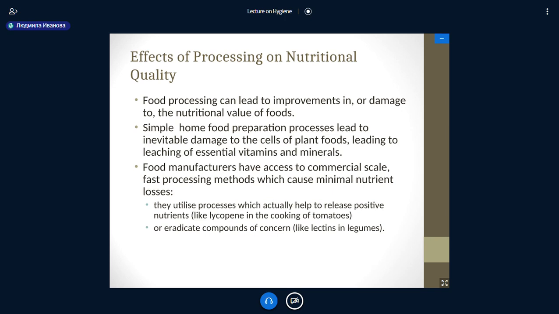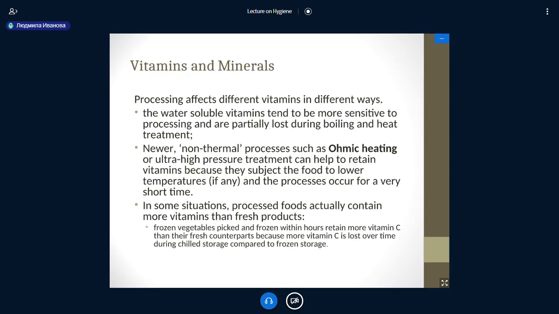Food processing can lead to improvement or damage to the nutritional value of food. Simple home food preparation leads to inevitable damage to the cells of plant foods, and heating to the leaching of essential vitamins and minerals. And food manufacturers have access to commercial-scale fast processing methods, which cause minimal nutrient loss. This is the key message. And about vitamins and minerals, of course, there is one method I deleted from the presentation, ohmic heating, or ultra high pressure treatment. This is a very advanced technology that can help to retain vitamins because it subjects the food to lower temperature.